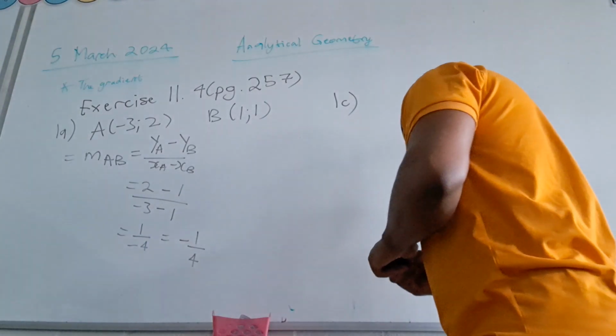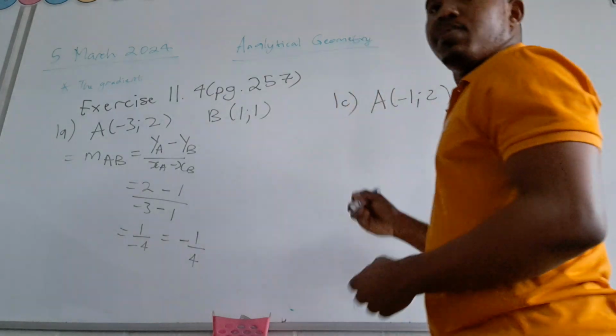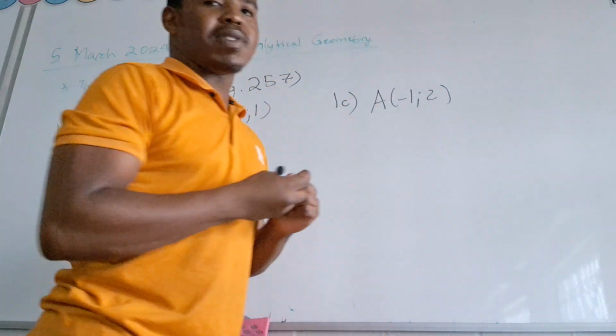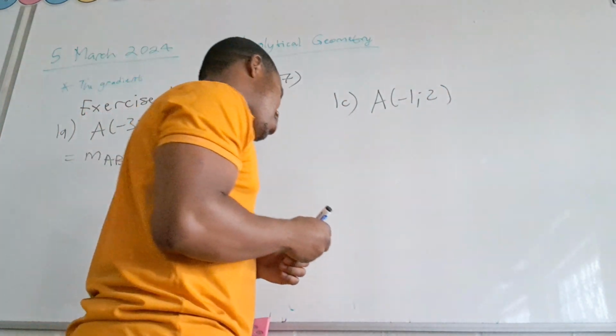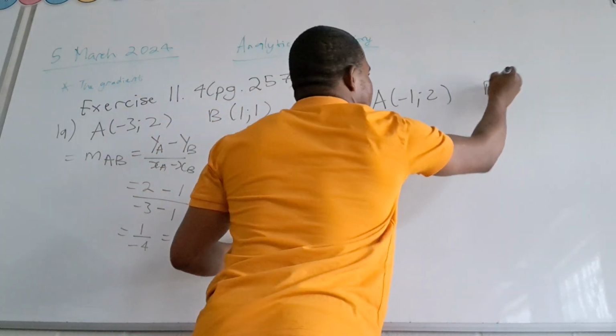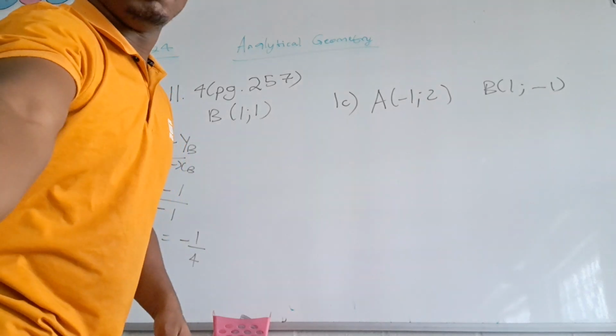To begin with, 1C. I'm going to call this A, it's negative 1 and 2. And I'm studying this side, I'm looking at the camera and I'm on TV. Negative 1, 2, and then B is 1, minus 1. Okay.